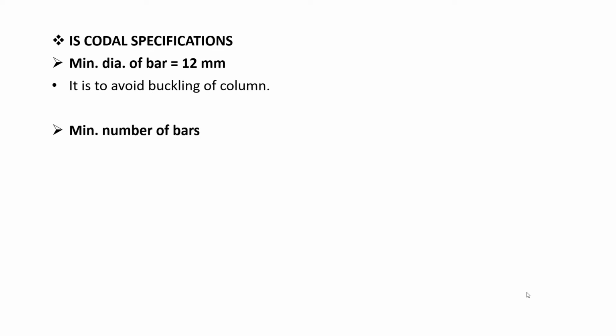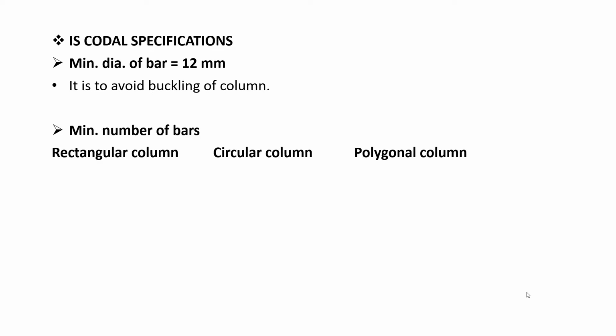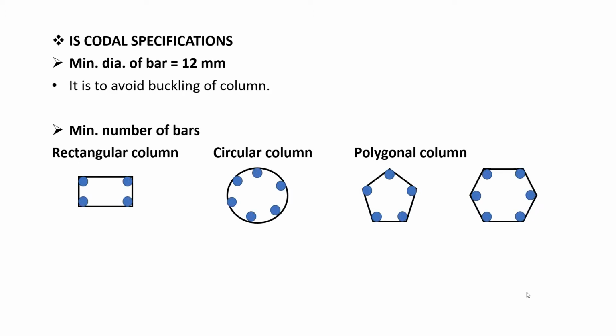The next clause is for the minimum dia of bar. We'll use the minimum dia as 12 mm in order to avoid the buckling of the column. And the minimum number of bars. In the case of rectangular column, we will take 4 bars. In the case of circular column, minimum bars is 6. And in the case of the polygonal column, we will use 1 bar at each corner.